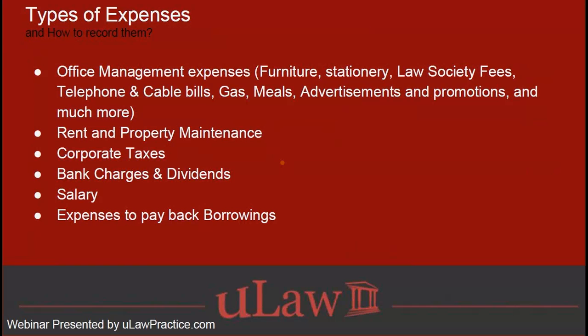Some of the office management expenses could include the furniture, the stationery that you buy for your office, any Law Society fees, association fees that you may have, your phone bills, gas, meals, advertisements. You want to keep in mind that these are also categories that you probably use as part of your tax, right? So as part of your tax recovery, or the expenses that you have for your business, these are fantastic categories that your tax accountant would love to have if you have a way of capturing all this information when it happens.